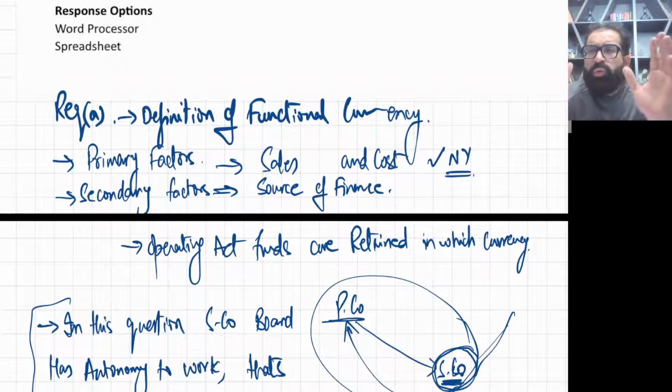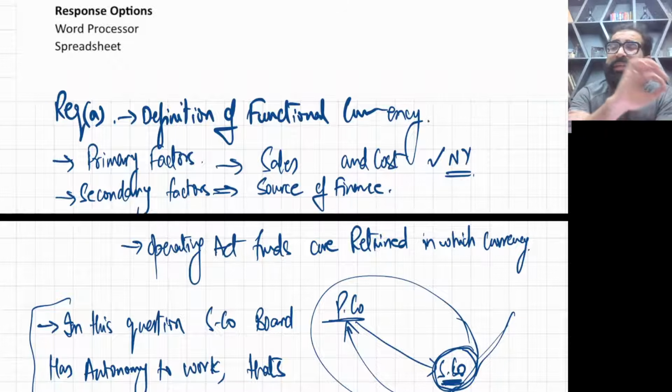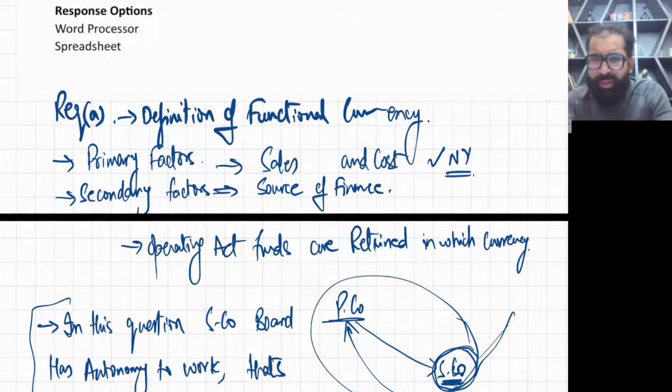First of all, you need to state the rule. You need to write the definition of functional currency. It is the currency of the primary economic environment of that country. You will write this, and then you will write the primary factors.